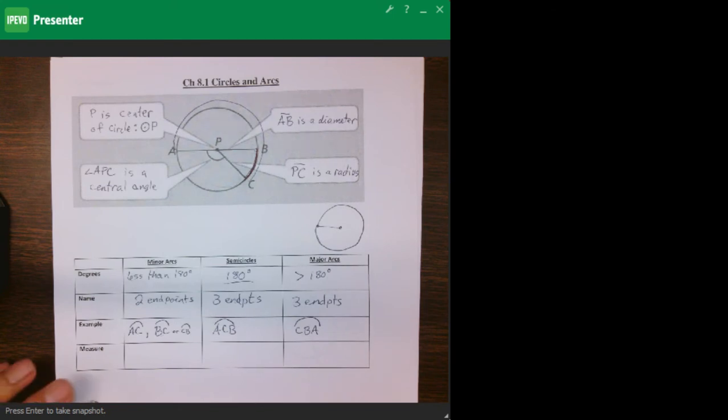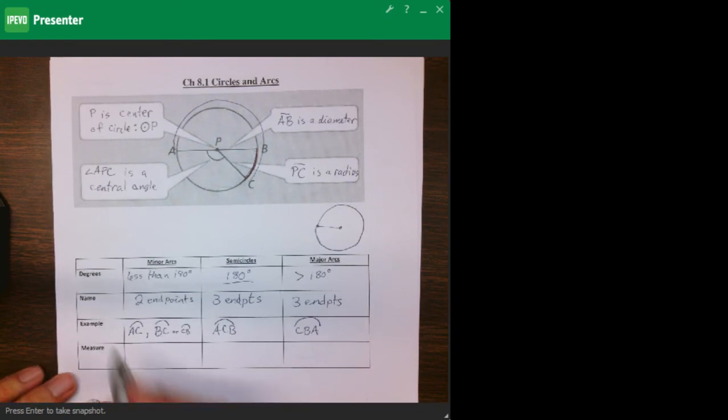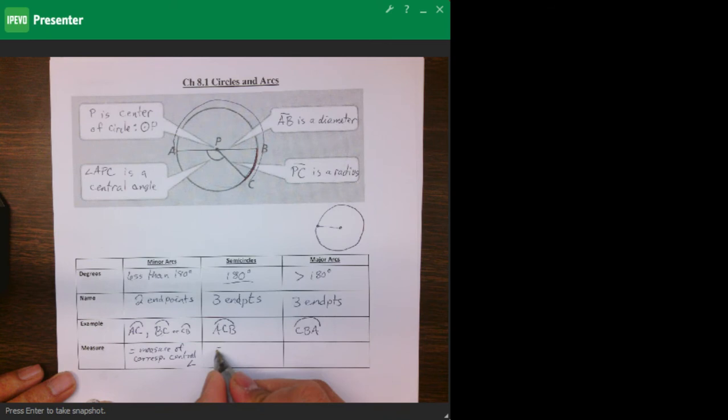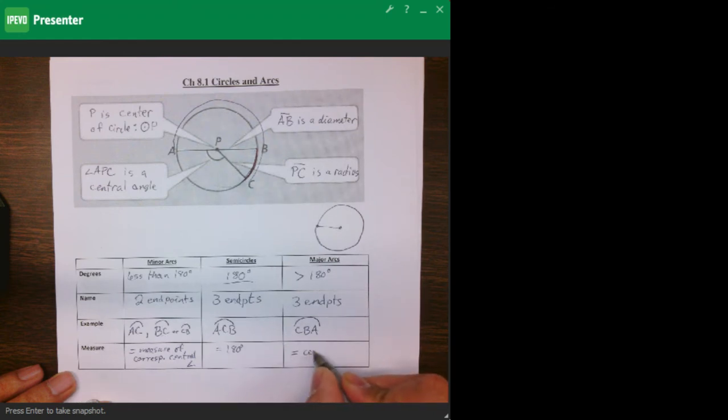And then how do we talk about the measures of these arcs? Well, the minor arcs will be equal to the measure of the corresponding, hope you're okay with abbreviations, the corresponding central angle. And then for semicircles, that would just be equal to 180. And again, the same thing for the major arc. It'll be the central angle.